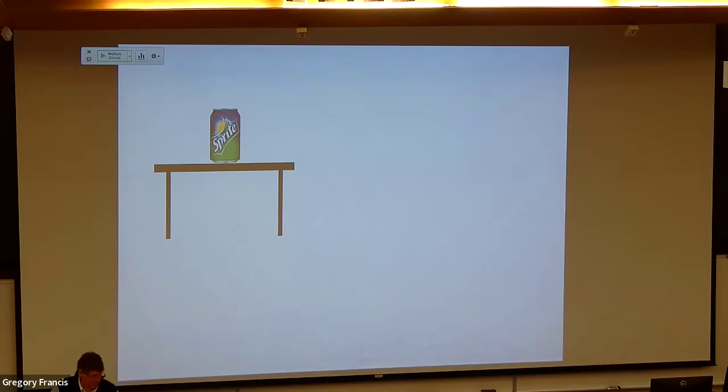Suppose I were to put a pop can on this table, and originally that was a Coke can, but this is BYU, so it's a Sprite can.